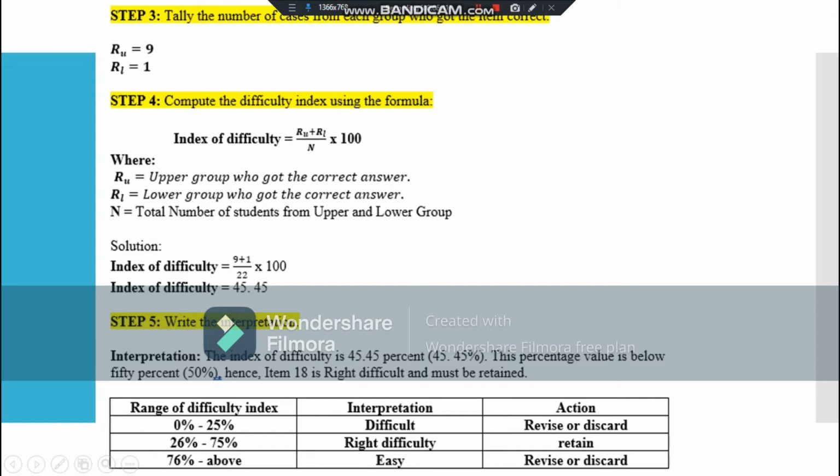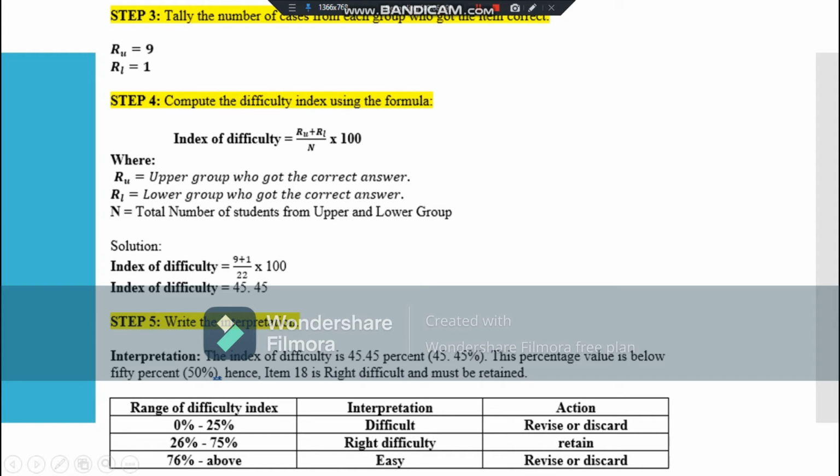And if we have 76%, the item is easy. Okay, 75% or above, the item is easy. And also, we have the corresponding action that we need to do. If it is 0 to 25%, we have to revise or discard that item.